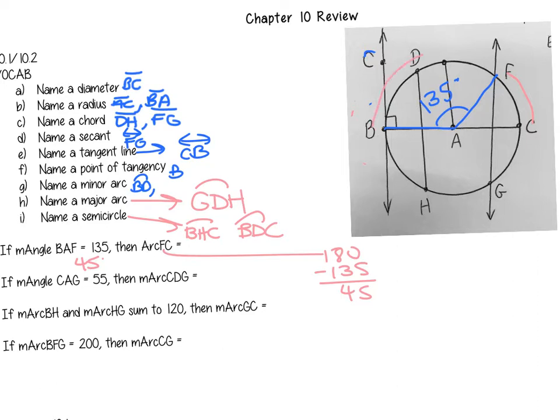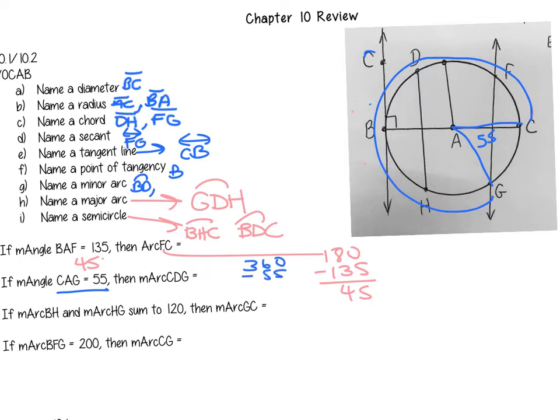Because arc BF would be 135. Everybody understands that? Okay, I'm going to erase, because again, these are independent of each other. We're going to go to the next one. Angle CAG is 55 degrees. You want to find arc CDG. How do I find that? Good. 360 minus the 55, which is 305 degrees.